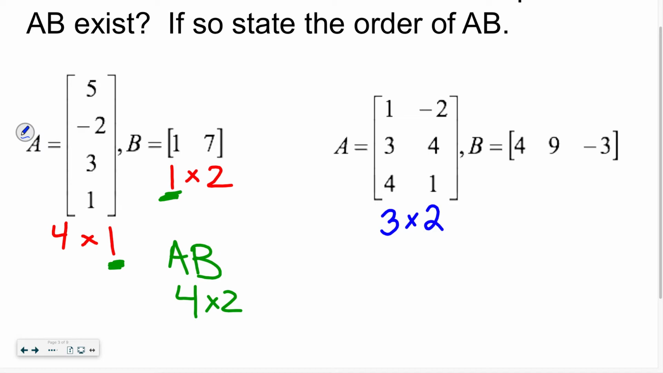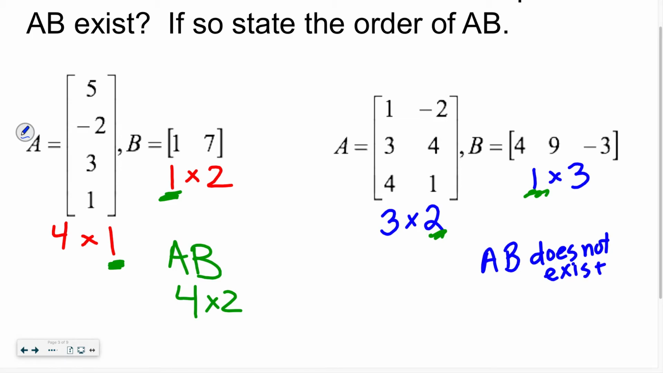Let's see, Madison, order for B. 1 by 3. Can you multiply A times B? No. When you check the columns in A and the rows in B, they don't match. So you can't multiply. Product of AB does not exist. Not possible. Anything like that is a fine answer. Can't do, whatever. I'm cool with that.